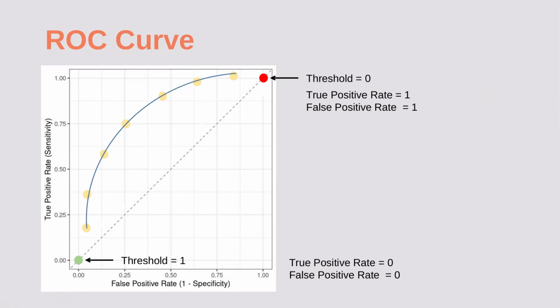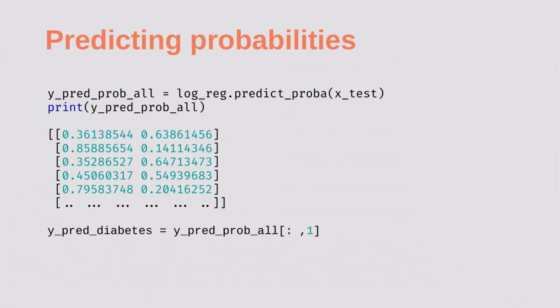Plotting a curved line through these points gives us the ROC curve, and this helps us visualize how our model performs across different thresholds. Before plotting the ROC curve, first let's predict the probabilities. To get the predicted probabilities for each instance, we use the predict_proba method from a logistic regression model and pass in the test features. This method returns a two-dimensional array where each row represents an observation, that is a patient, and each column gives the probability of belonging to a class.